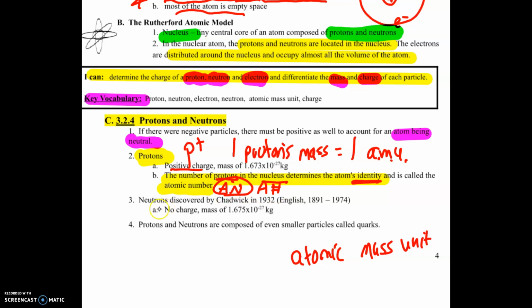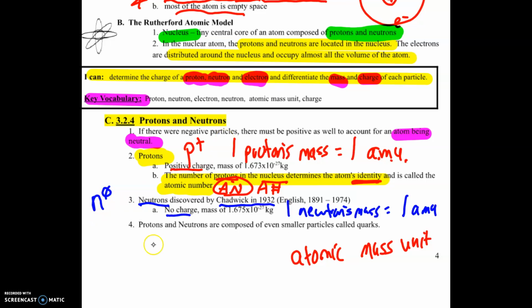Neutrons, which are also in the nucleus, were discovered by Chadwick in 1932 in England. No charge, and they have a mass of 1.675 times 10 to the negative 27th. Well, what do you notice about those two masses? They are super close. They're not that far off. So we also will say that one neutron's mass is equal to 1 AMU. To abbreviate neutrons, usually I'll write N with a 0. That line there just means that it's a 0, not an O. So neutrons have a neutral charge, no net charge. Protons have a positive charge.